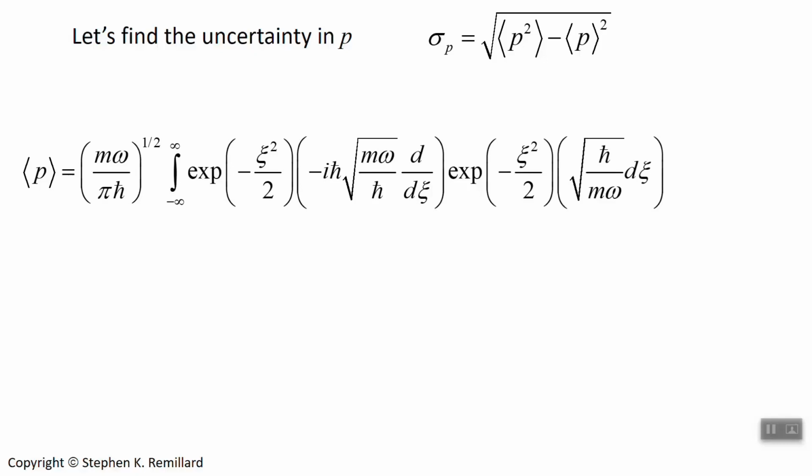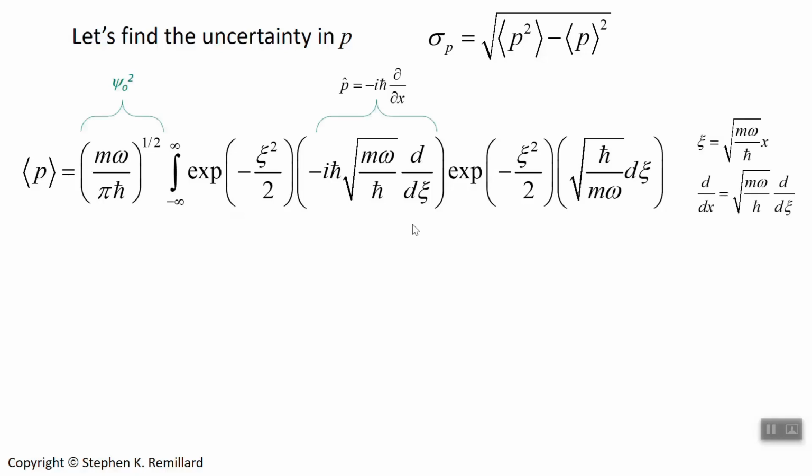Now let's work on momentum. And again, we need to find the standard deviation of momentum. First, we'll find the expectation value of the momentum operator, and then we'll find the expectation value of the momentum operator squared. Remember, the momentum operator is minus i h bar d by dx. Start with the expectation value of p. So I have the integral of the complex conjugate of the wave function times the operator times the wave function. Momentum operator is minus i h bar d by dx.